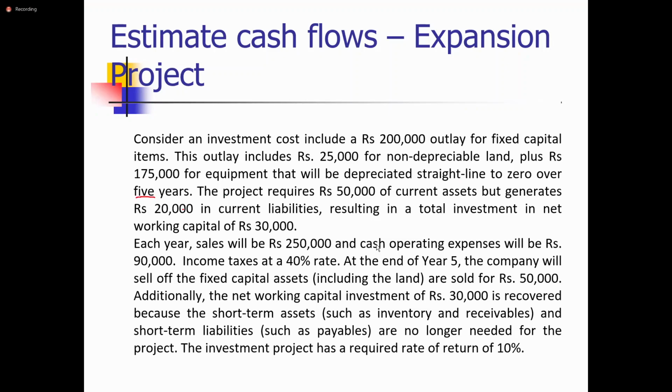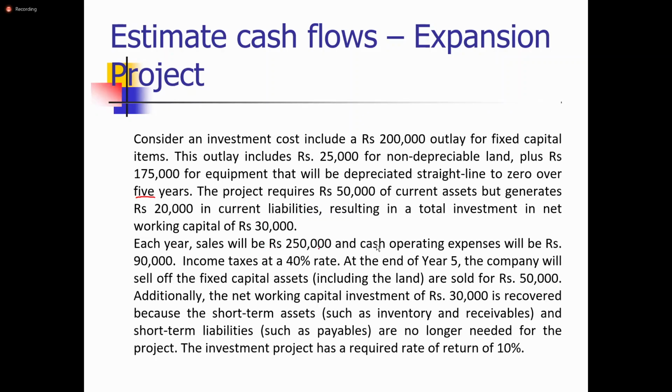So the project life is 5 years. Throughout the 5 years time, this is straight line, it is depreciating to zero. The project requires 50,000 rupees of current assets, but generates 20,000 rupees in current liabilities. So this is the change in the net working capital. Requires 50,000 current assets, but generates 20,000 current liabilities, resulting in a total investment in net working capital of 30,000 rupees. The difference between the current asset and the current liability, 30,000 rupees.